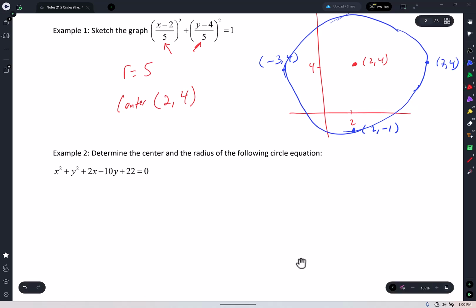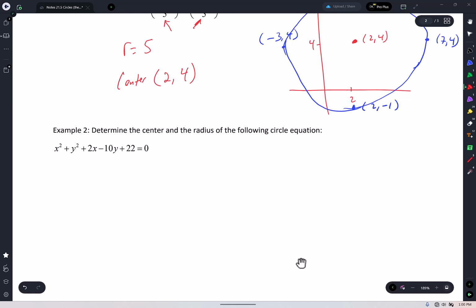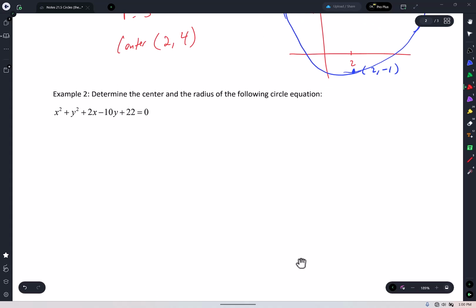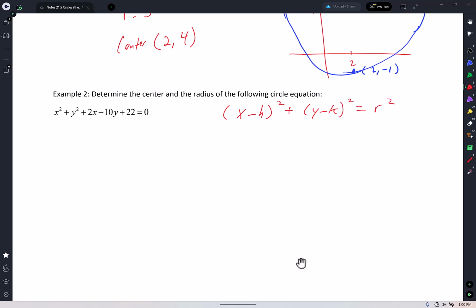All right, guys. Here comes the fun part. Determine the center and the radius of the following circle equation. To find the center, whenever you have these equations, what you want to do is make it look like this. Why do you want to make it look like that? Because the center is just going to be h comma k, and the radius is just going to be whatever r is.